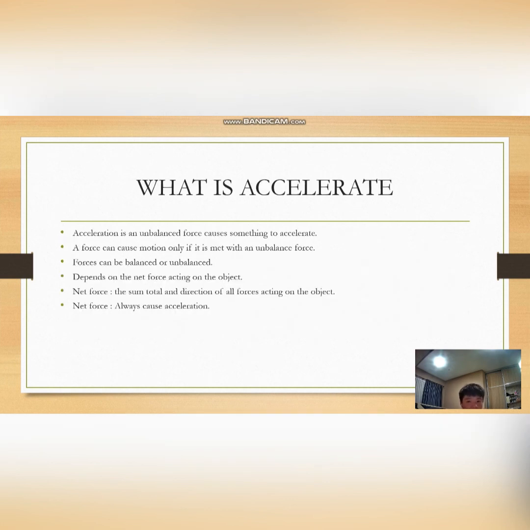What is acceleration? An unbalanced force causes something to accelerate. A force can cause motion only if it is met with an unbalanced force. Force can be balanced or unbalanced, depending on the net force acting on the object. Net force is the sum total and direction of all forces acting on the object. Net force always causes acceleration.